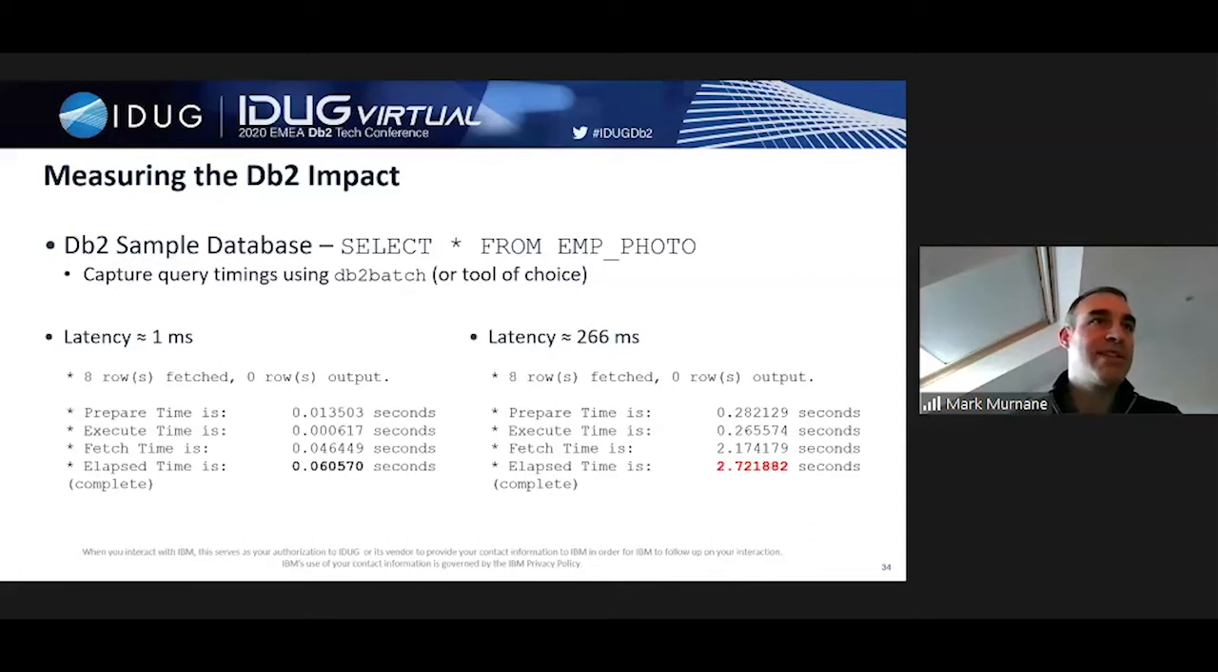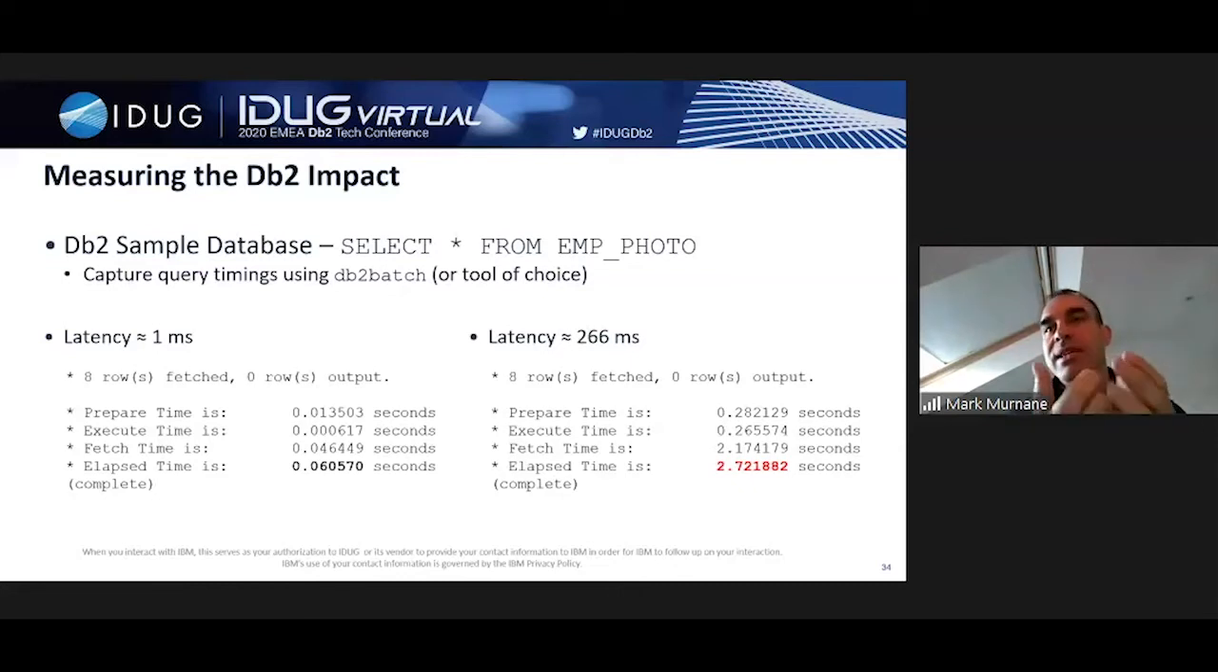And what we have on the slide here is using no delays on the left with the latency of approximately 1 millisecond, and some results on the right-hand column with the latency of about 266 milliseconds. So what we see is that we fetch our 8 rows, but by introducing that long delay, we go from a 60 millisecond elapsed time for the query to 2.7 seconds. So that impact may not look like much, but consider that this is a small result set, and for some applications, the increase in elapsed time would render them inoperable.